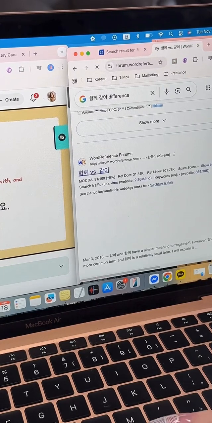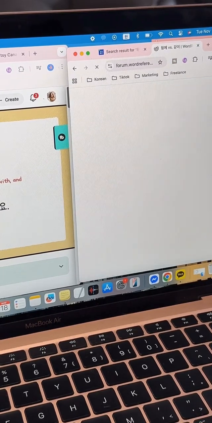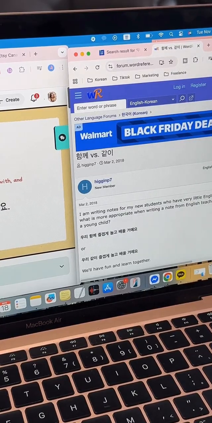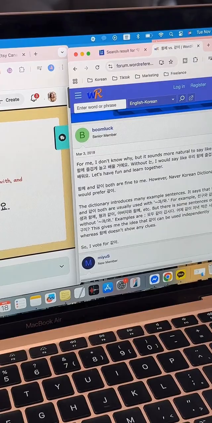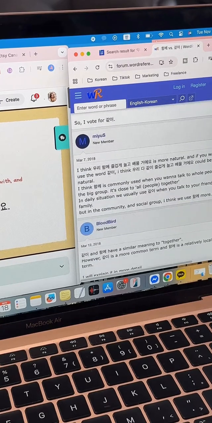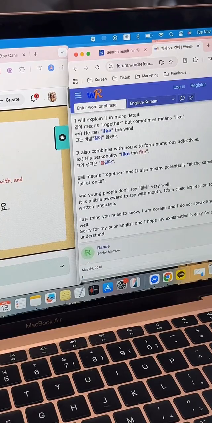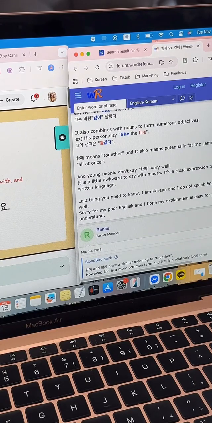Okay. Here we have the answer. Just right here. 잠시만요. If my computer wants to work out. So it is used on people we knew for a moment or like not close friends. Yes, I guess like 함께 would be a better way for people you are not really close friends with. But here, someone said that 같이 is mostly more common, but 함께 is more local term. 함께 means together, potentially at the same time. Young people don't say. Okay.